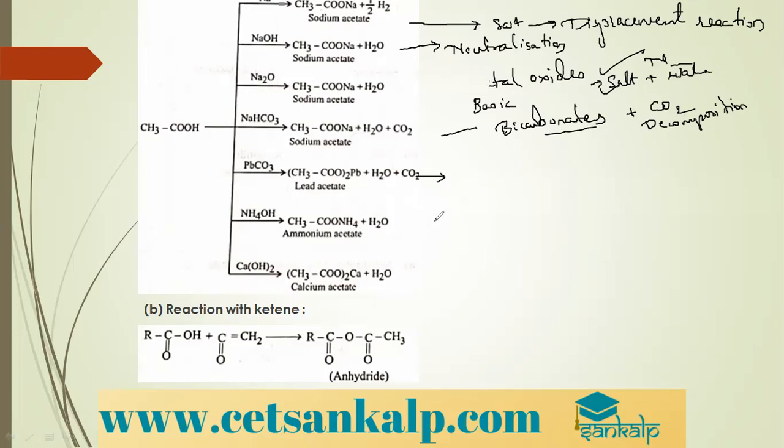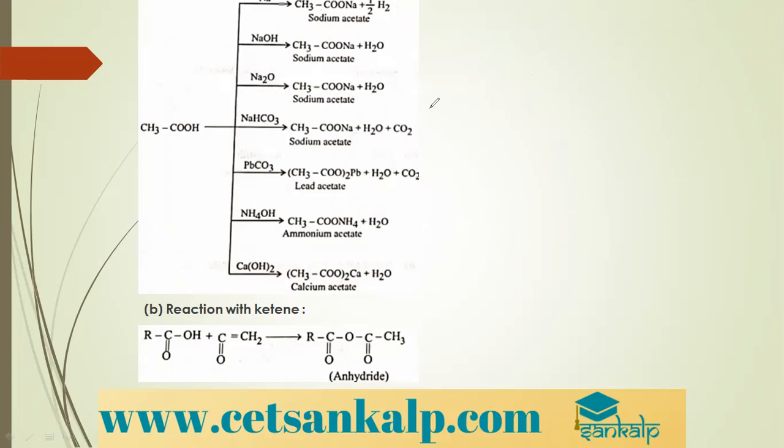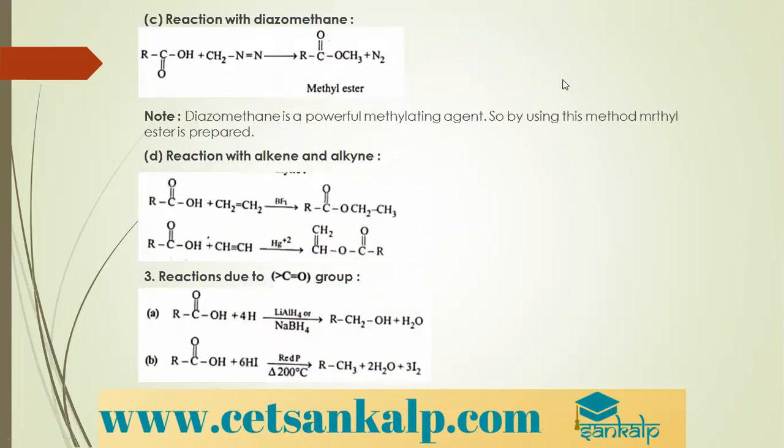Ammonium hydroxide, a weak base, and I'll get a salt. So ammonium acetate salt is formed. And calcium hydroxide, we get calcium acetate. Yes, so these are the reactions of acetic acid with all bases, or you can say basic compounds. Acetic acid with basic compounds.